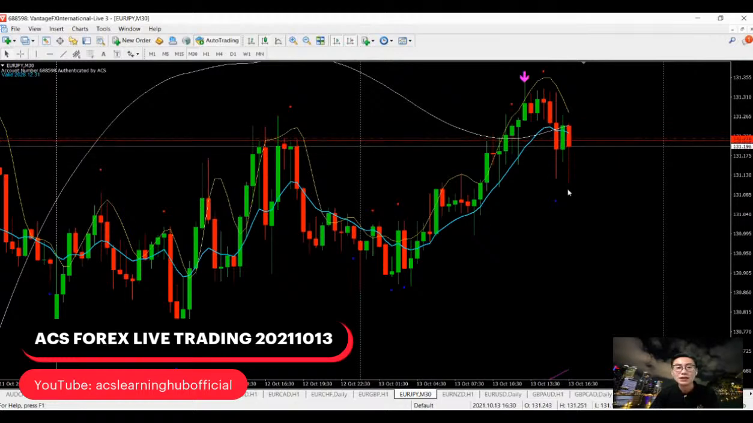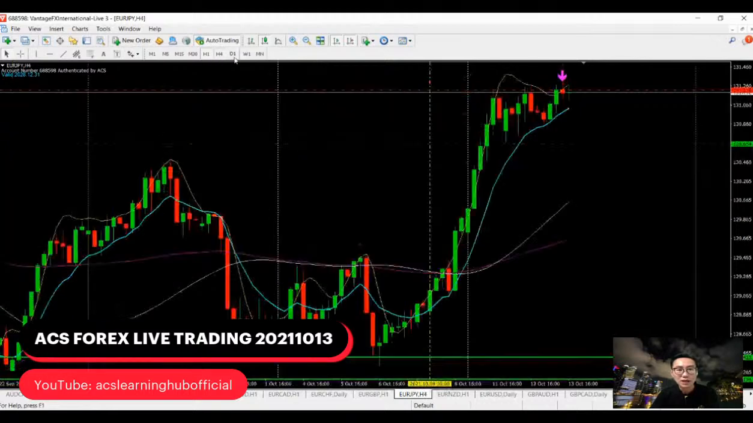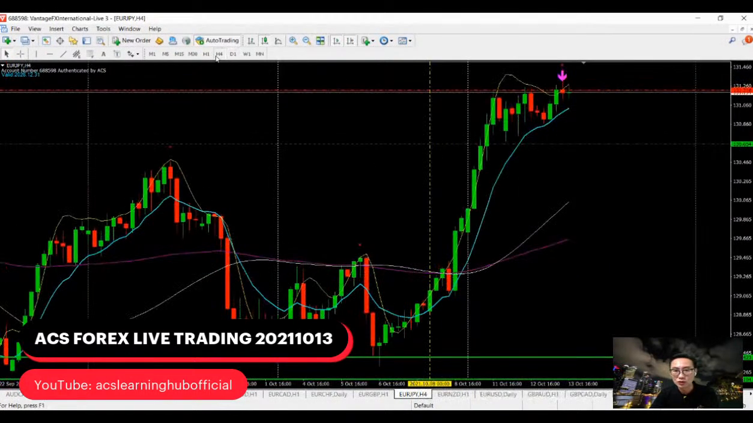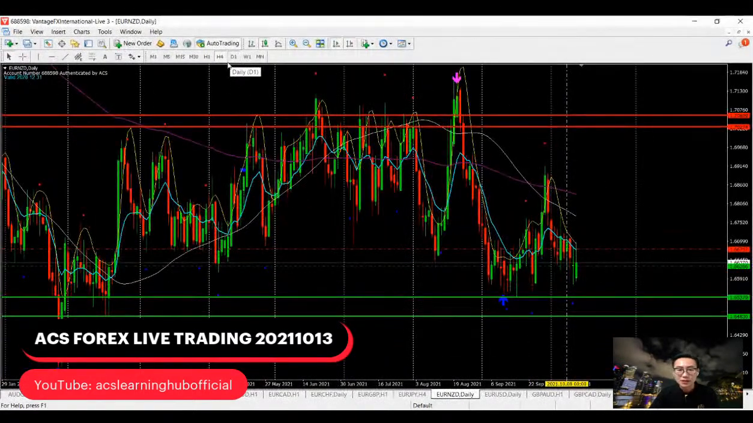Okay, so right now we are looking at it from this part here, and H4 is still struggling on the resistance area. So probably you can just take a look and wait for it to happen. Okay, so right now, let's take a look over here at the Euro Kiwi, Euro against the Kiwi, in this 4 hour segment.